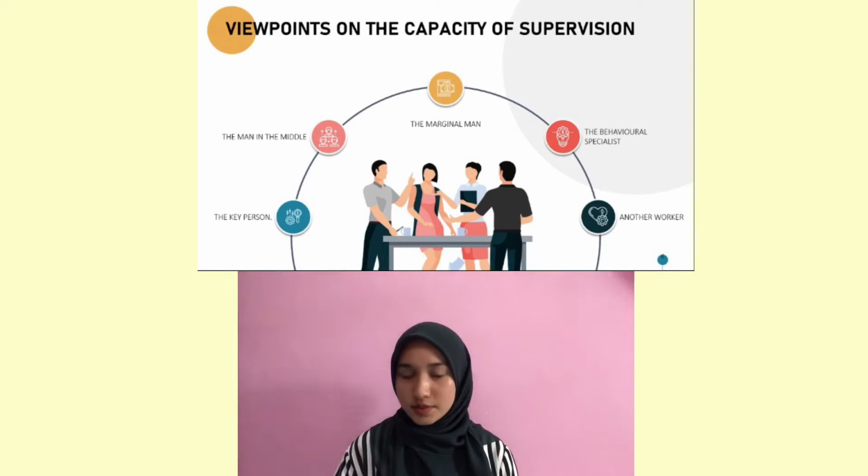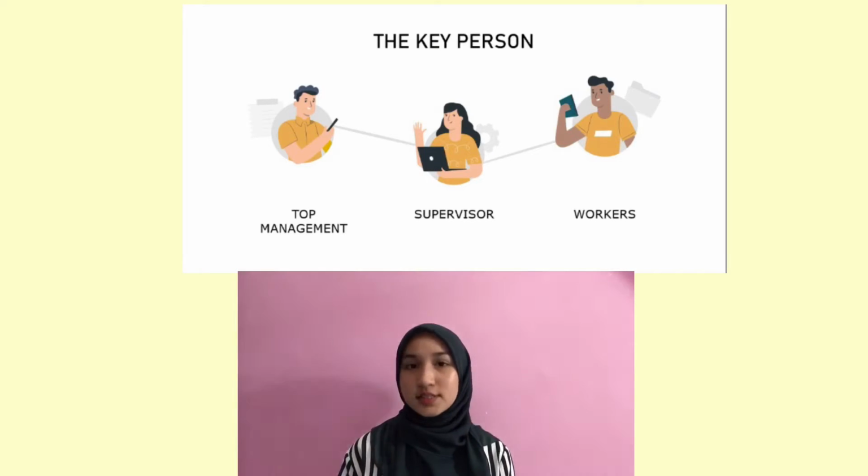The first one is the key person. As you can see in the slide, there are top management, supervisors, and workers. So, what does a key person do? A key person ensures there will be smooth communication between top management and workers. The top management sees the supervisor as someone they can pass information to the workers through, and the workers see the supervisor as someone to pass their feedback to the top. Any inaccuracies on the part of the supervisor will lead to miscommunication.